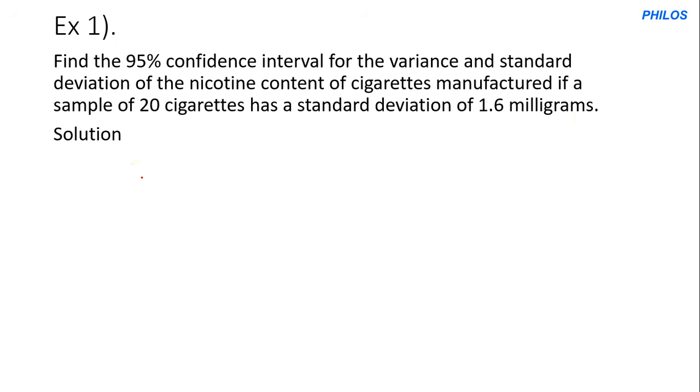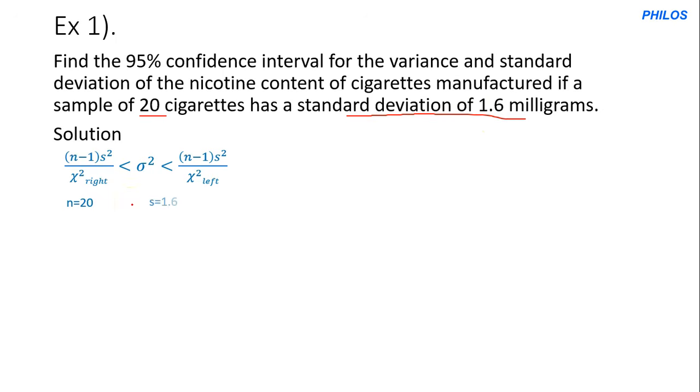Now to solve this, we recall the formula for confidence interval for variance, which says n minus 1 multiplying s squared divided by chi-square right less than population variance less than n minus 1 multiplying s squared divided by chi-square left. When you look at the question, we know the sample size, which is n, to be 20. So our n is 20. And also, standard deviation has been given as 1.6 milligram.